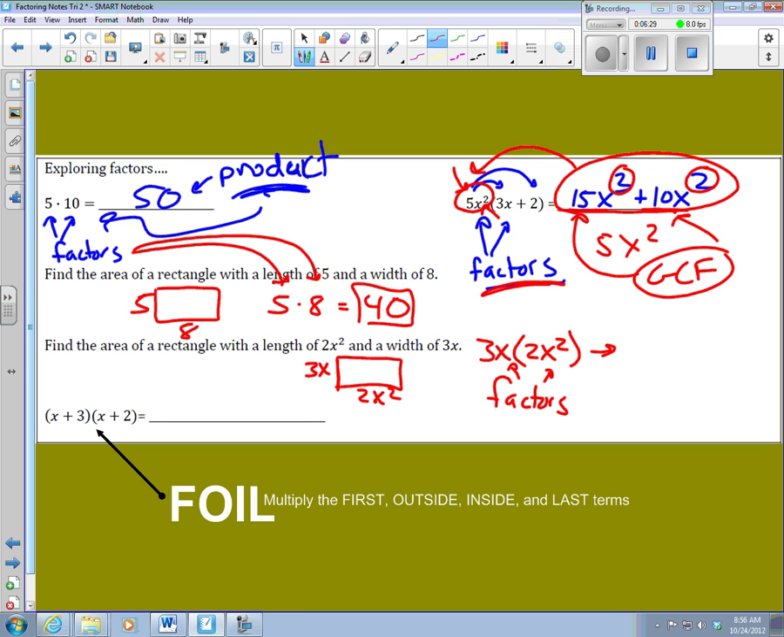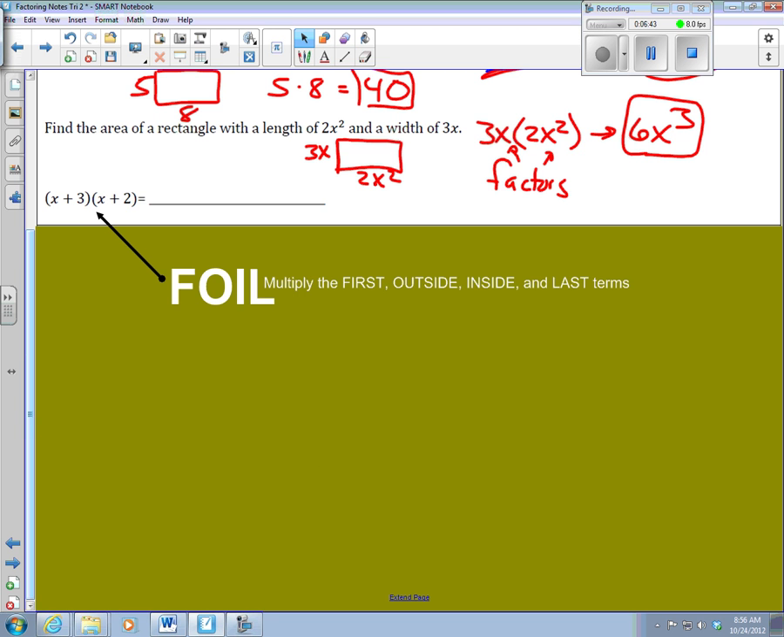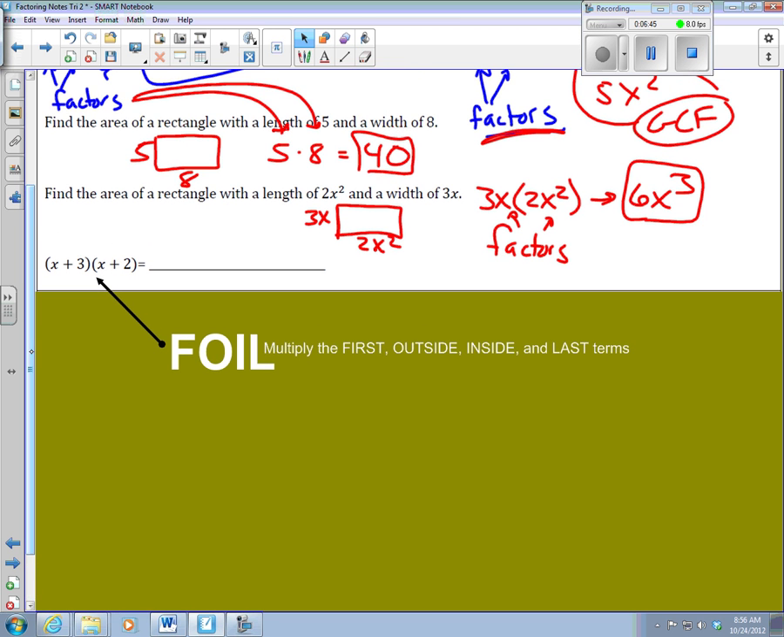And this is equal to what? 6x cubed. Now this is only one term. You generally don't factor one term, but we're just looking at factors and where they're coming from. Here's the big one. This is the one we're going to do a lot of.